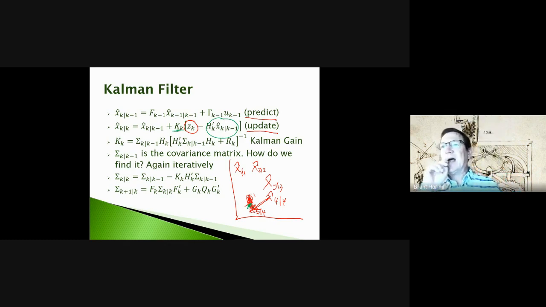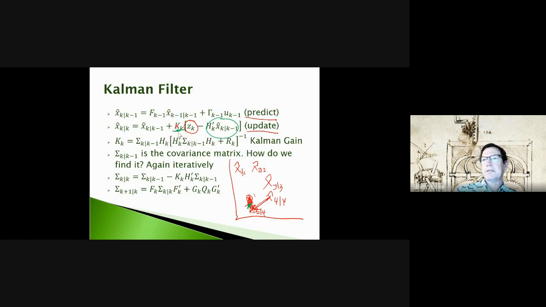Okay, so here's the way we do this. Sorry, let me get my laser pointer back again. So we're going to use this sigma k conditioned on k minus 1 as the covariance matrix, right? So how do we find that? Well, again, we're going to do this iteratively, right? So we're iteratively doing this predict and update and that type of thing.